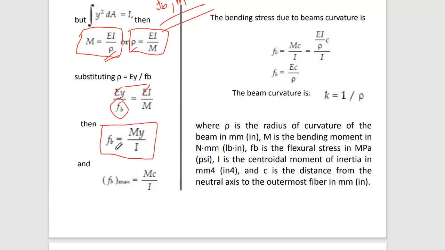Now when f_b is maximum, as we know, when you get the maximum y, y equals h by 2. That time this value of h by 2 we consider c, in the maximum situation. That's why for the maximum stress calculation, we call it M c over I. Up to this is clear? Yes, sir. Okay. If you understand up to this, it's good enough to solve this problem.